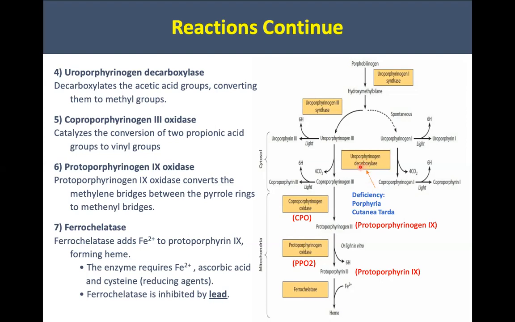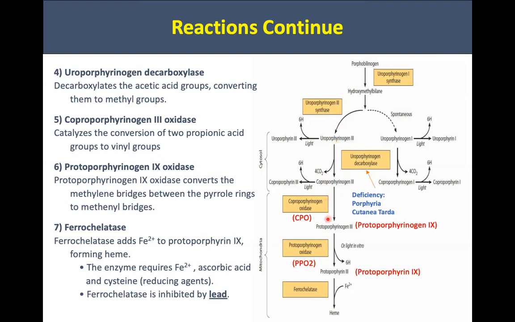Once you know that Porphyria cutanea tarda is a deficiency in uroporphyrinogen decarboxylase, you're also going to know that it's going to lead to low levels of coproporphyrinogen 3, but high levels of uroporphyrinogen, because the substrate of uroporphyrinogen decarboxylase is uroporphyrinogen, right? That makes sense. So you're going to have very high levels of uroporphyrinogen.